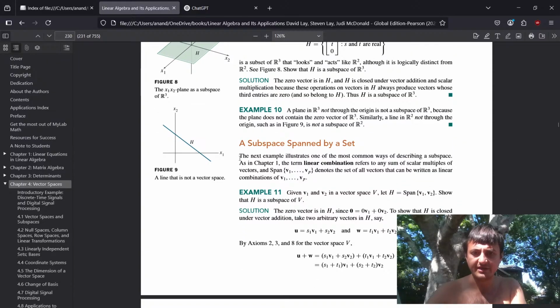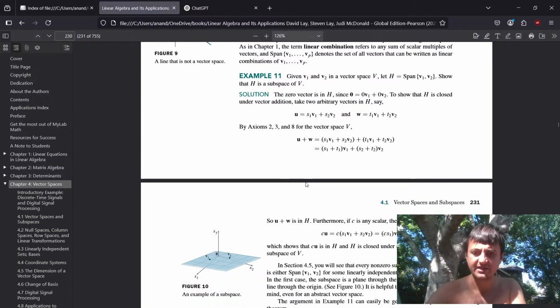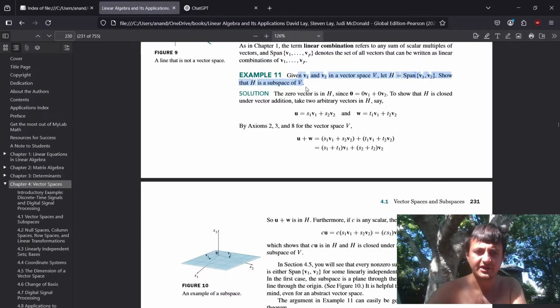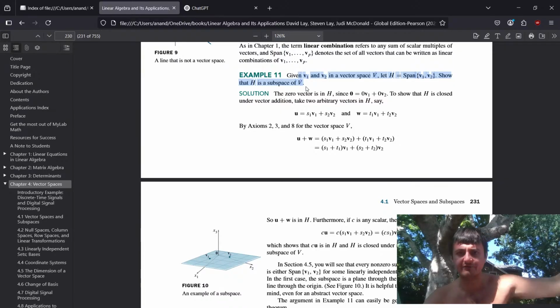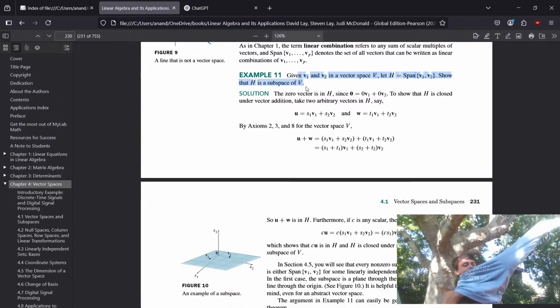Okay, then they go and they sort of redefine subspace and span. It's sort of like going back through all we learned about span and Rn and just changing the word Rn to vector space.